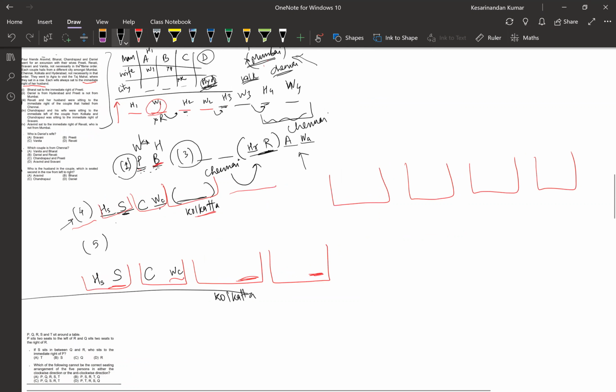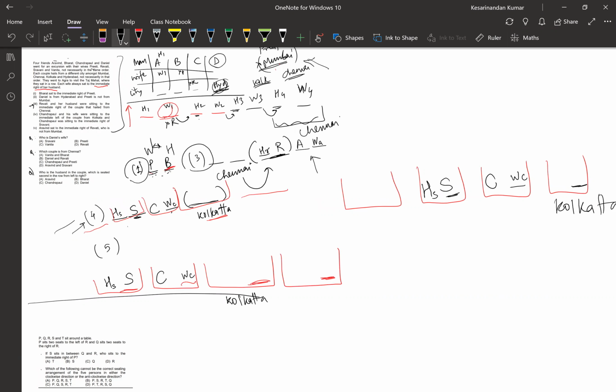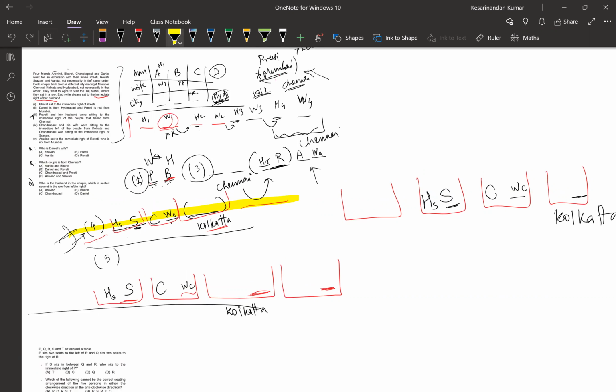So how will we have it? H, husband of S, we have S, C, wife of C, and this is the couple from Kolkata. So we have clearly drawn all our conclusions that we could have from the fourth one. Let's move to this one. This is done completely. We have interpreted it.